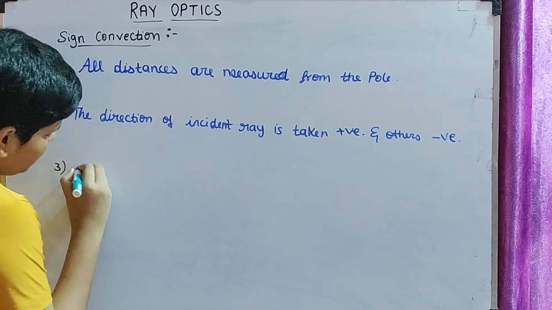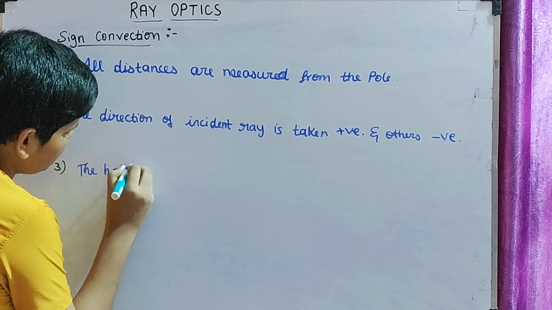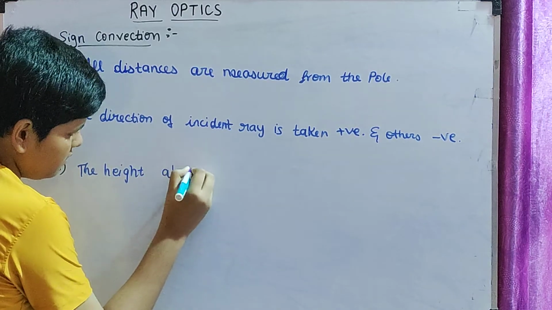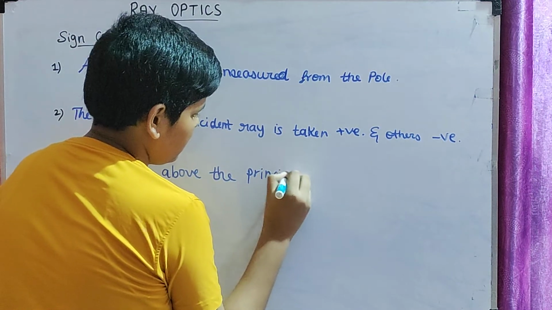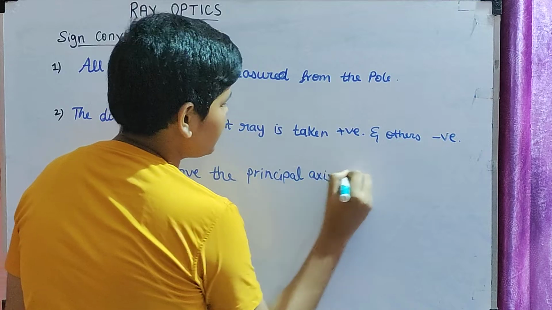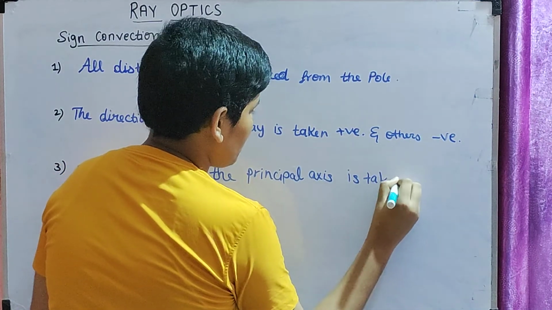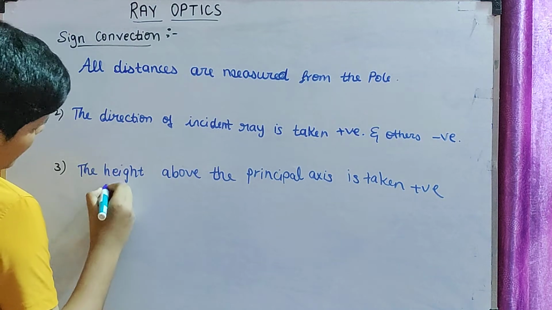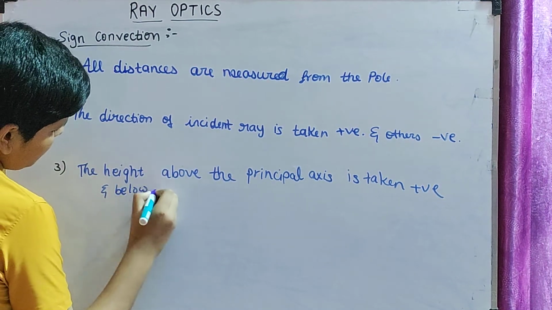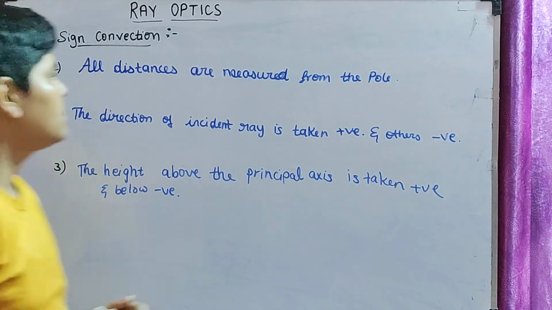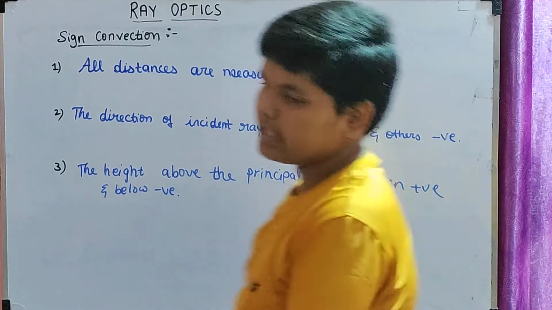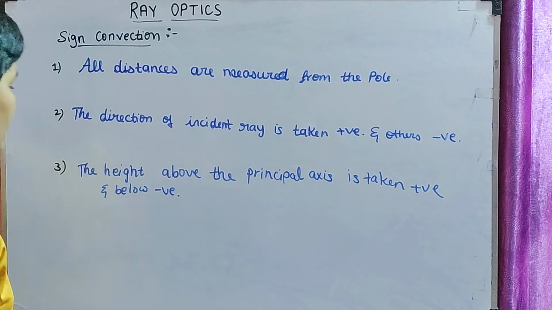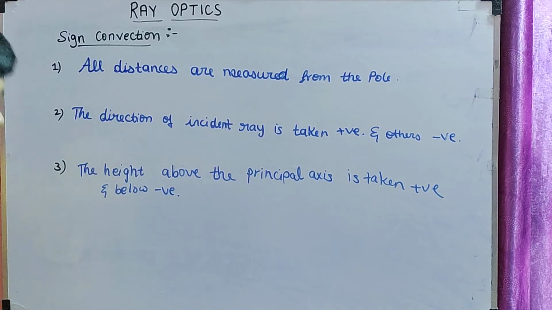And the third point, the height above the principal axis is taken positive and below negative. So first sign convention, all distances are measured from pole. Second, the direction of incident ray is taken as positive and the other is taken as negative. The height above the principal axis is taken as positive and below as negative.